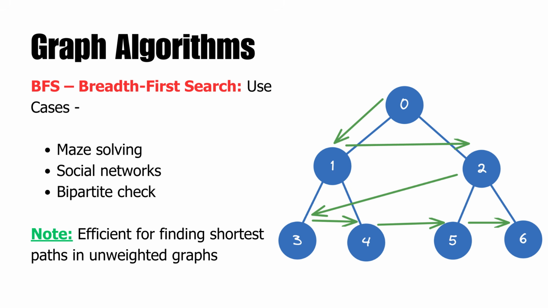One primary application of BFS is finding shortest paths in unweighted graphs. Useful for maze solving or social network analysis where each connection has equal weight. It's also used for level order traversal in trees, where we process nodes level by level. Another application is determining whether a graph is bipartite. By alternating colors while traversing, we can check if a two-coloring is possible, an indicator of bipartiteness.